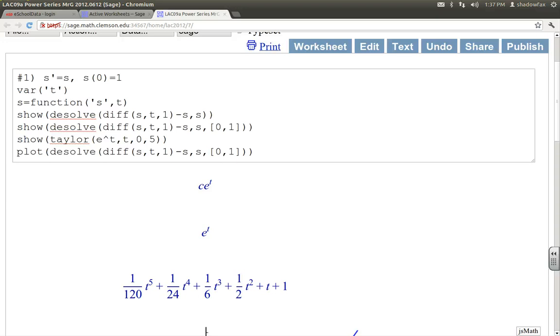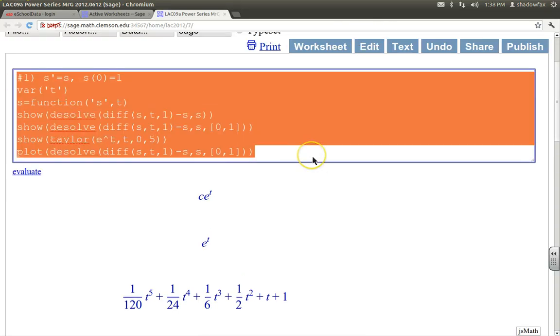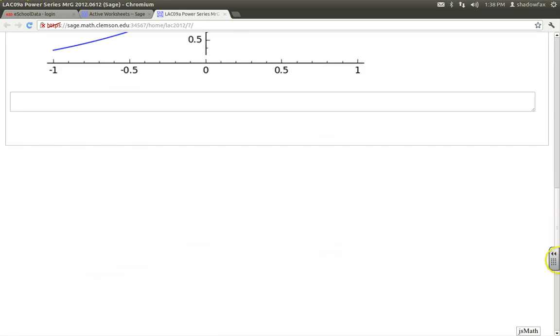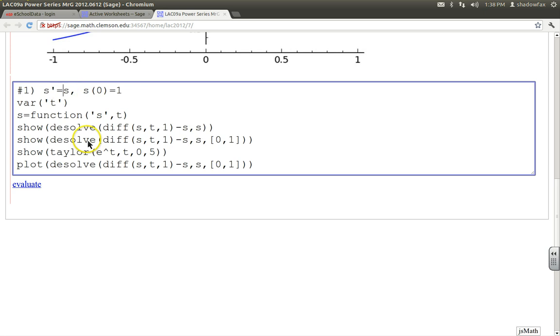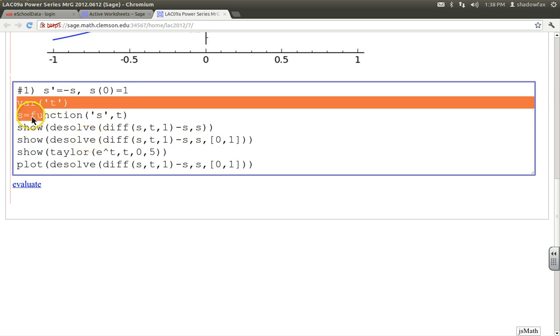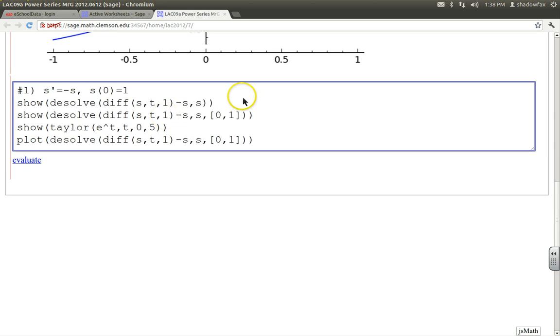Number 2 is almost the same thing, except it's s prime is negative s when s of 0 is 1. So how about we just copy this whole thing and put it in another cell. I think we got e to the negative t, right? And this. So what are we changing? Well, I guess we don't have to do this again. And now we're doing plus here and here. And I'm thinking it's e to the negative t.